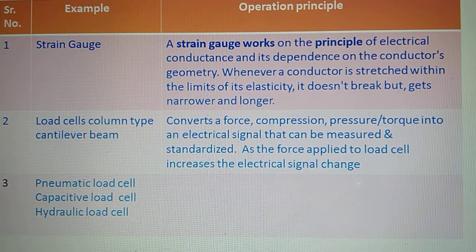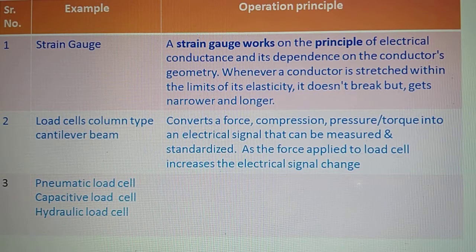The next kind of gauge is a load cell, column type or cantilever beam, and this kind of force gauge or torque gauge converts a force, compression, pressure or torque into an electrical signal that can be measured and standardized. As the force applied to the load cell increases, the electrical signal changes.